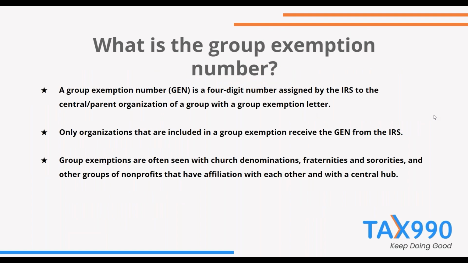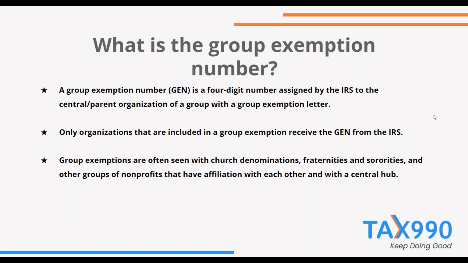The IRS may provide tax exempt status to a group of organizations if they are associated with a central organization. So a group exemption number is a 4-digit number assigned by the IRS to a central or parent organization of a group that categorizes all organizations within that group with the same exempt status. This eliminates the requirement for each organization to submit a separate exemption request.